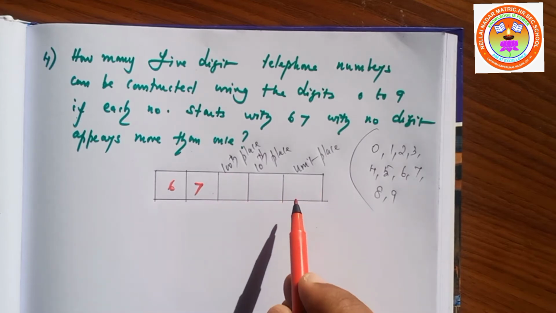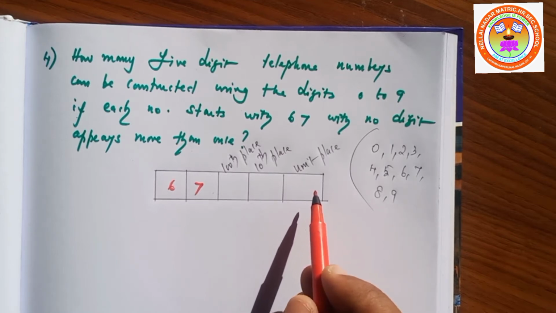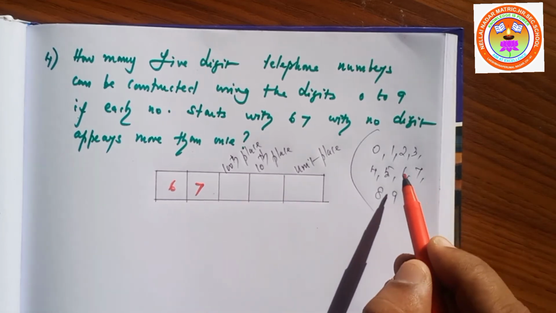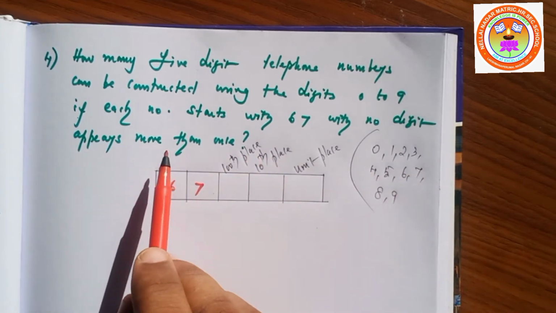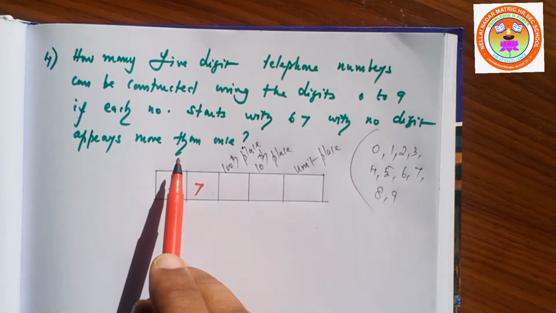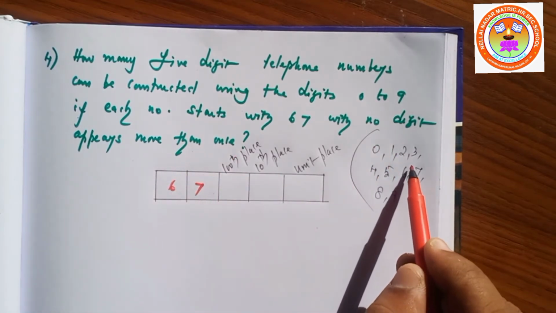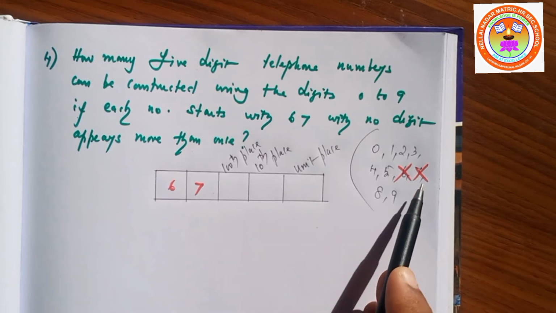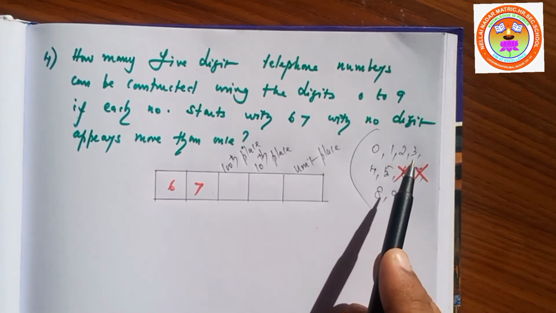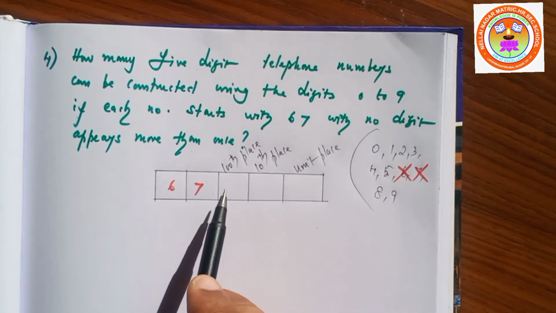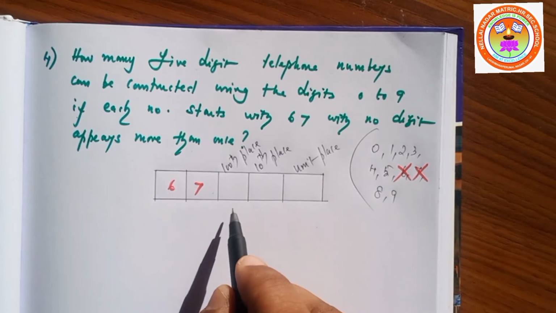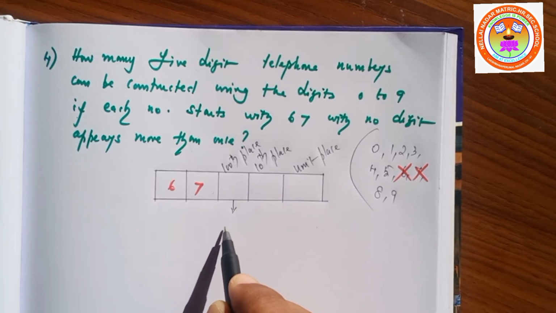Then I start with the unit place, or else I can start with the 100th place. Then I strike out that 6 and 7 because nothing is repeated. What's the condition given? No digit appears more than once. So I strike out 6 and 7. Out of these, we have 1, 2, 3, 4, 5, 6, 7, 8 numbers. The 100th place can be filled by any one of the 8 digits, correct? Any one of the 8 digits, in 8 ways.